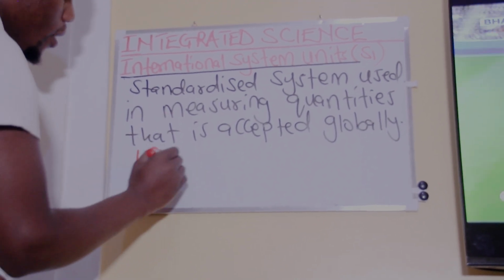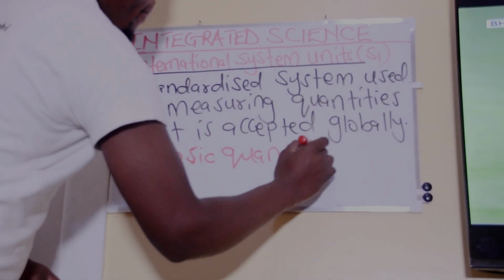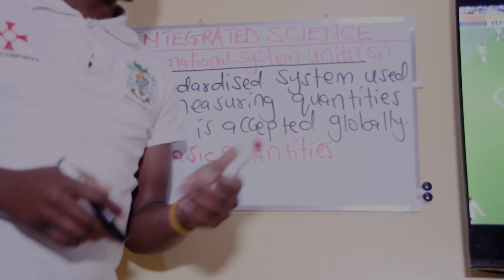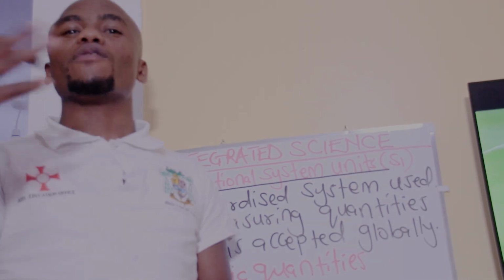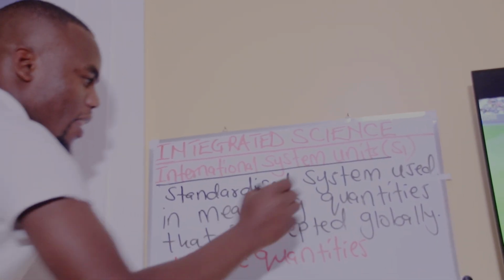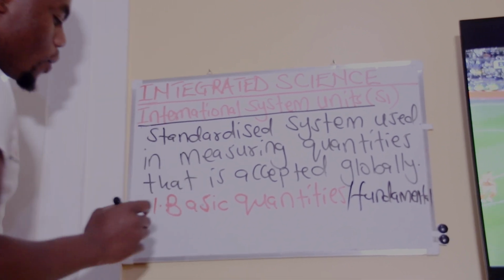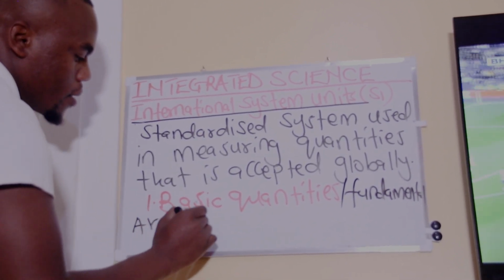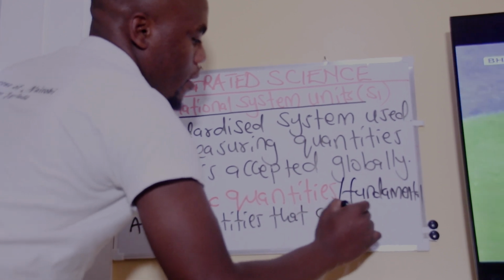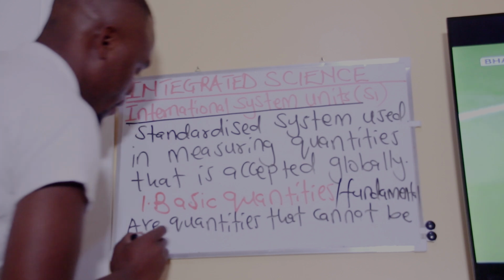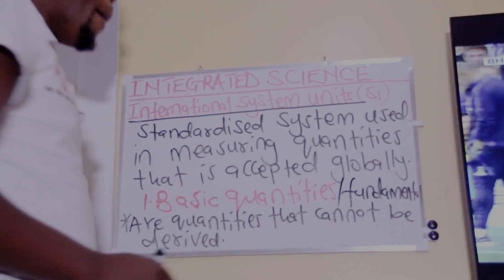What are basic quantities? These are quantities that are fundamental. They are quantities that cannot be derived from other quantities. The other name for basic is fundamental. They are just quantities that cannot be derived. That's why we call them basic quantities.